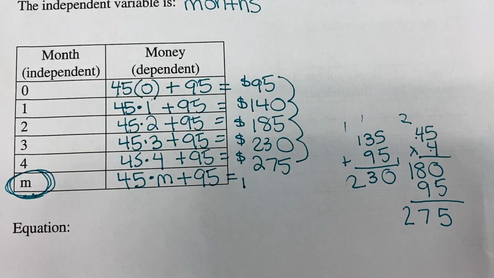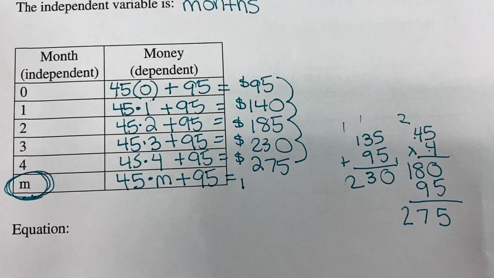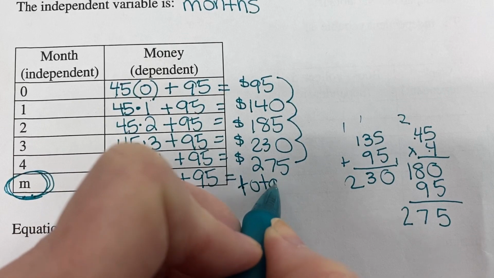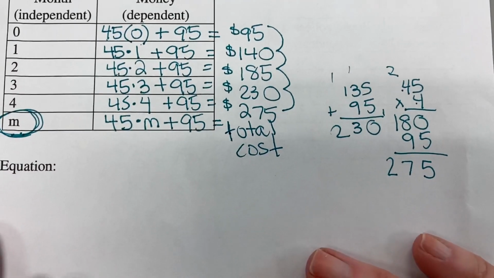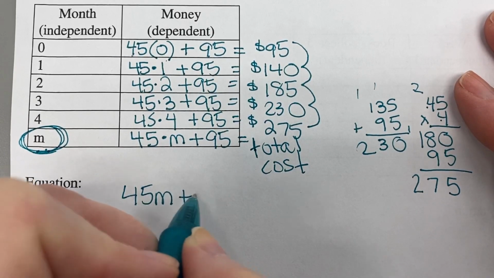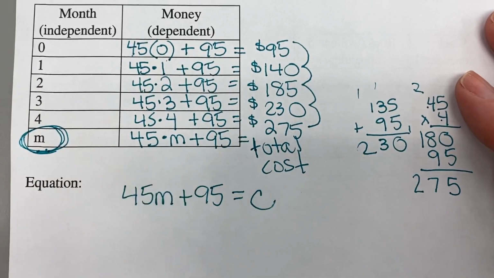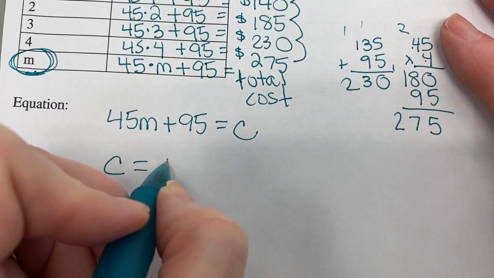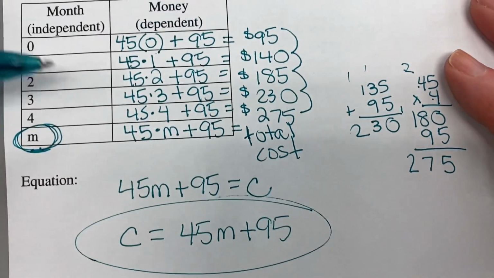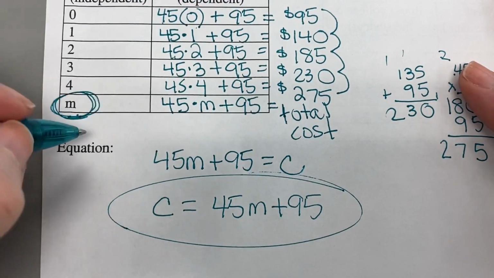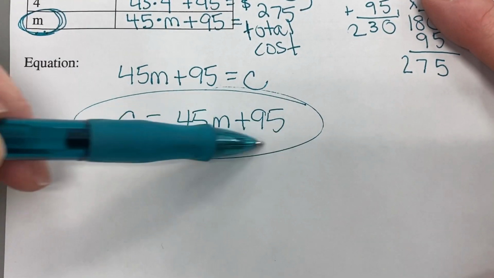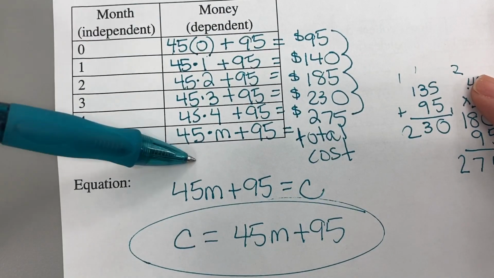oh, we probably shouldn't have used M. Well, M would have to be for months, but then what can we use for money? I don't need to use another M. We'll put total cost. Okay, so the equation would be 45M plus 95 equals the cost, or the cost equals 45M plus 95. The great thing about having the equation is now if you want to know, oh, I've been a member for 20 months or 10 months, you can just plug that in for the M and solve it. And you don't have to keep going down this chart.